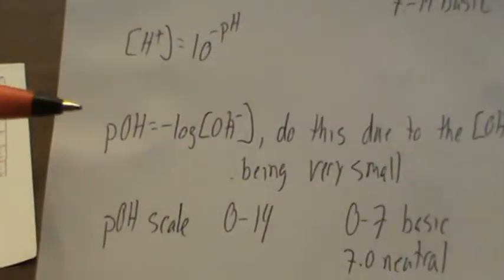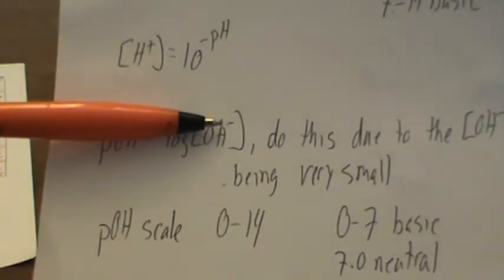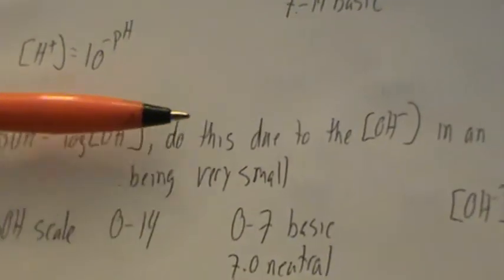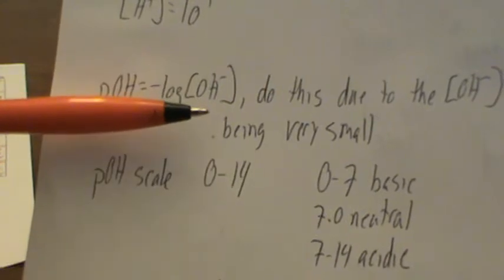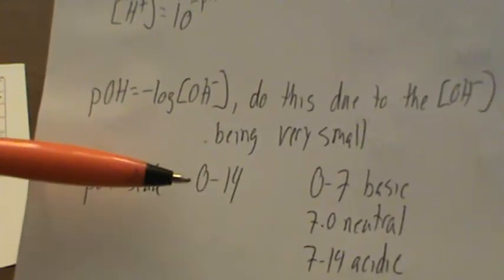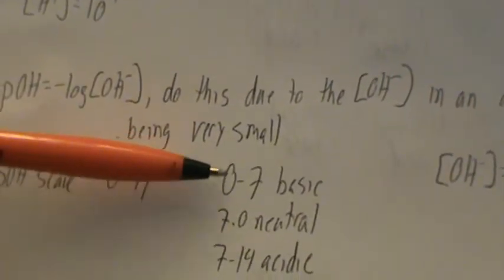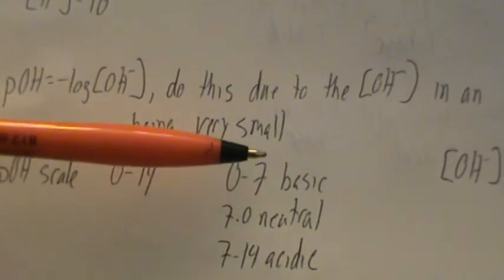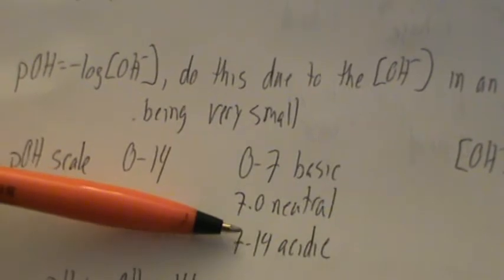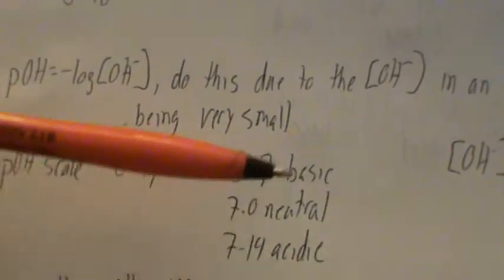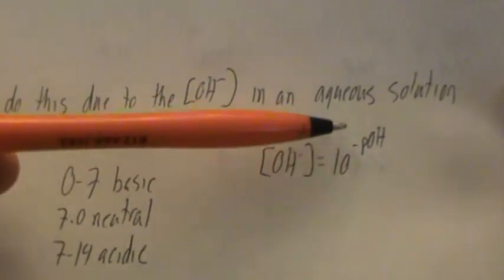Now, along with pH, we also have pOH. And the way that we find the pOH is the negative log of the hydroxide ion concentration. And once again, we do this due to the hydroxide ion concentration in an aqueous solution being very small. The pOH scale, 0 to 14, just like the pH scale, but it's in reverse. So from 0 up to not including 7, solutions are considered to be basic. At 7, neutral. Anything higher than 7 up to 14 is acidic. And the way that we can find the hydroxide concentration is we take the antilog of the negative pOH.